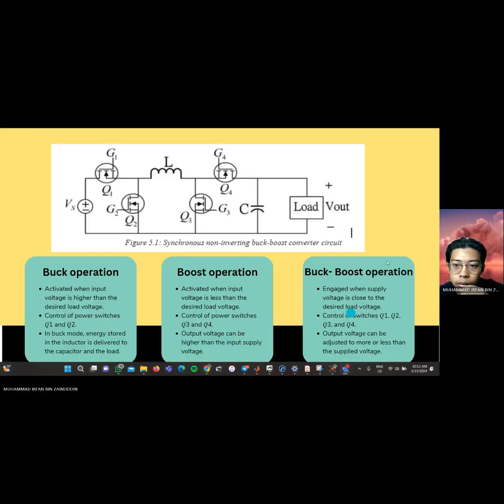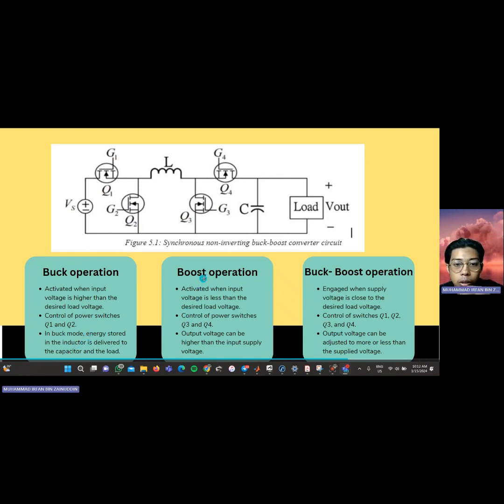This is an example of a synchronized non-inverting buck boost converter circuit used in solar power technology. There are three operations: the buck operation, the boost operation, and the buck boost operation. The buck operation will be activated when the input voltage is higher than the desired load voltage. By controlling Q1 and Q2, it will lower the voltage. In this mode, the energy stored in the inductor is delivered to the capacitor and the load.